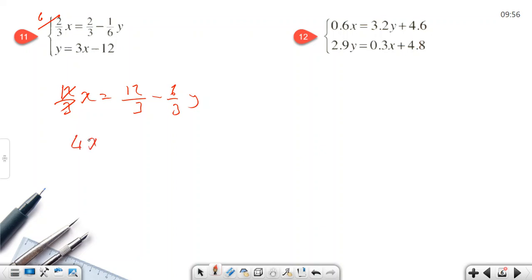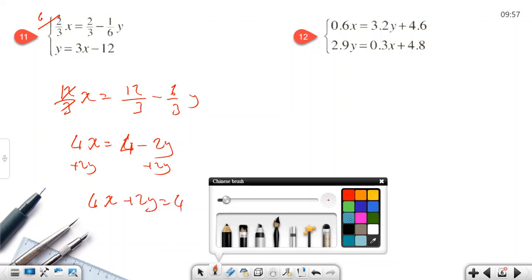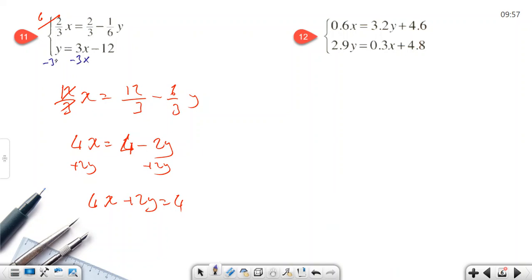So 12 divided by 3 is 4. What happened? 4x equals 4 minus 2y. When you multiply by 6, the whole equation changes like this, that's 4, not x. I want to write the variables on the left side, so I add 2y to both sides. So 4x plus 2y equals 4. That's the first thing I get. Second, I want to write this x on the left side, so I subtract 3x from both sides. It will change like that: minus 3x plus y equals minus 12. That's my second equation.